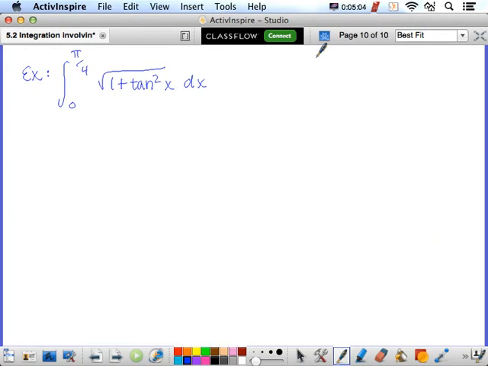So for our final example, we're going to look at a definite integral, which calculates the area under a curve. So we're going to look from 0 to pi over 4 of the square root of 1 plus tangent squared x with respect to x. First thing we should notice is that 1 plus tangent squared is a Pythagorean identity, right? Secant squared. Yeah. So 1 plus tangent squared is secant squared.